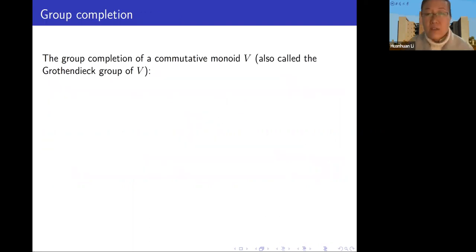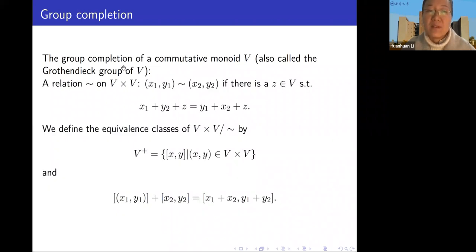So actually for any, given a monoid V, abelian, or we say commutative monoid V, we can have a group using the group completion. That means we can define a relation: (x1, y1) and (x2, y2) are related if there's an element z such that x1 plus y2 plus z equals y1 plus x2 plus z. So then we use the equivalence classes.